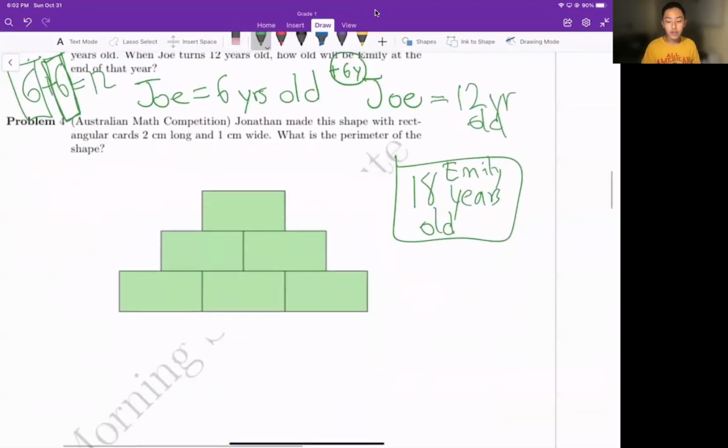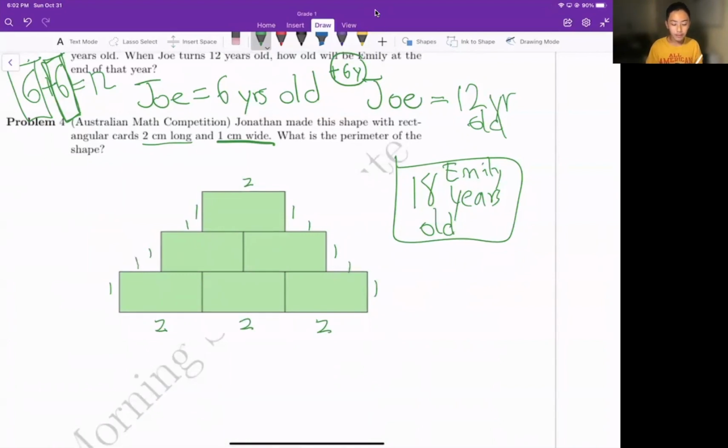Problem 4, Jonathan made this shape with rectangular cards 2 centimeters long and 1 centimeter wide. What is the perimeter of the shape? So it says 2 centimeters long. So this must be 2 centimeters, and this must be 2 centimeters, this must be 2 centimeters, and this must be 2 centimeters. And the question also states that it's 1 centimeter wide for each rectangular shape. So the rest of these are all 1.